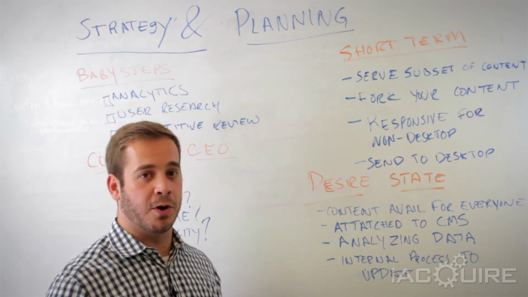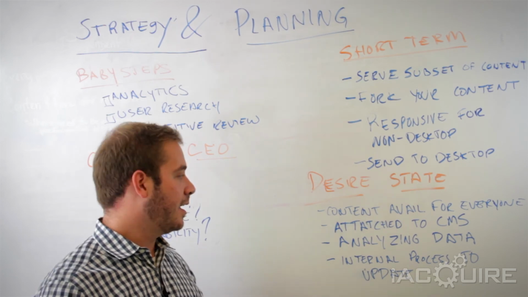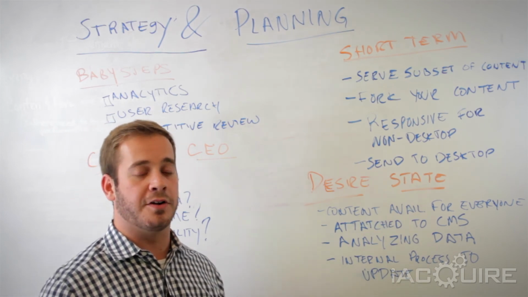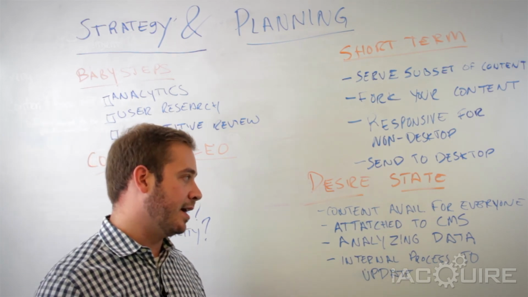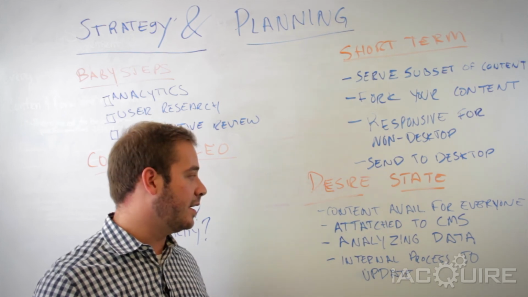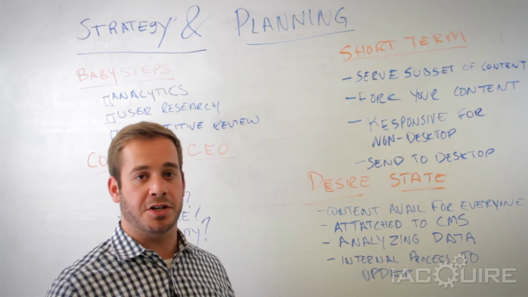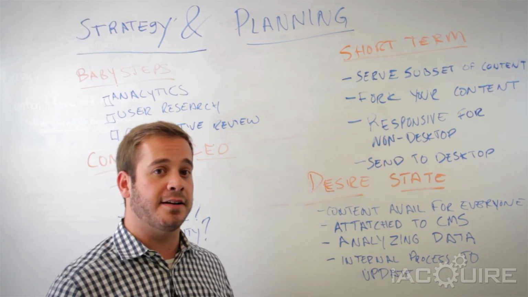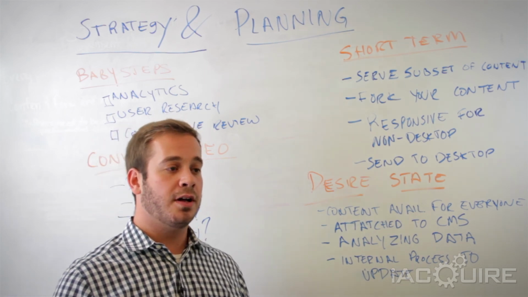The next step in the book is looking at the desired state and what this should be at your end game. Your end game should have content available for everybody, no matter what mobile browser you're using or what tablet. It should all be the same at the end of the day. Again, it should be attached to a CMS so that people can easily update this content, easily make changes. You should constantly be analyzing your data, constantly be seeing trends, making changes based on the data that you have, and improving all of that content. It's definitely important. And lastly, you should have internal processes set up in order to update this content.